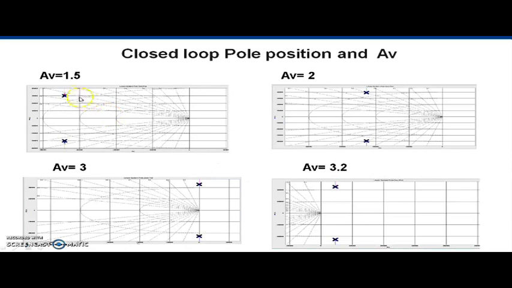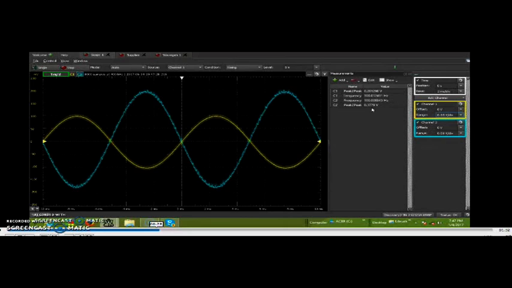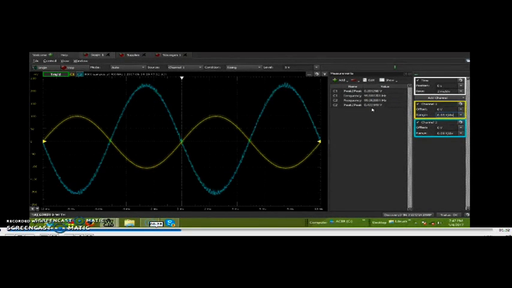For a gain of 1.5 and 2, the poles are on the left hand side of the S-plane, indicating the system is stable. If the gain is equal to 3, the system has poles on the imaginary axis, which is going to give an oscillatory response. If the gain is more than 3, the poles are on the right hand side of the S-plane, indicating the system is unstable.